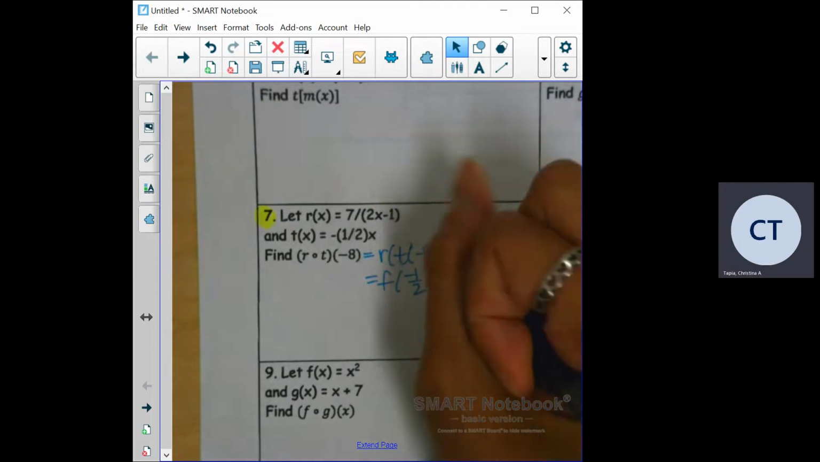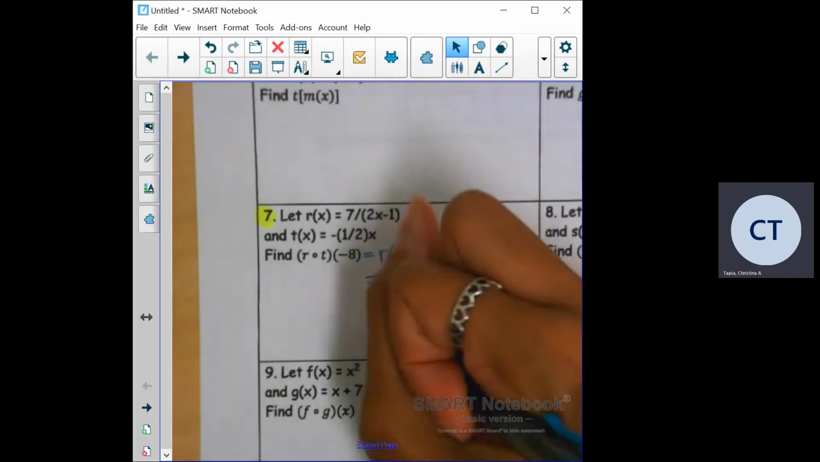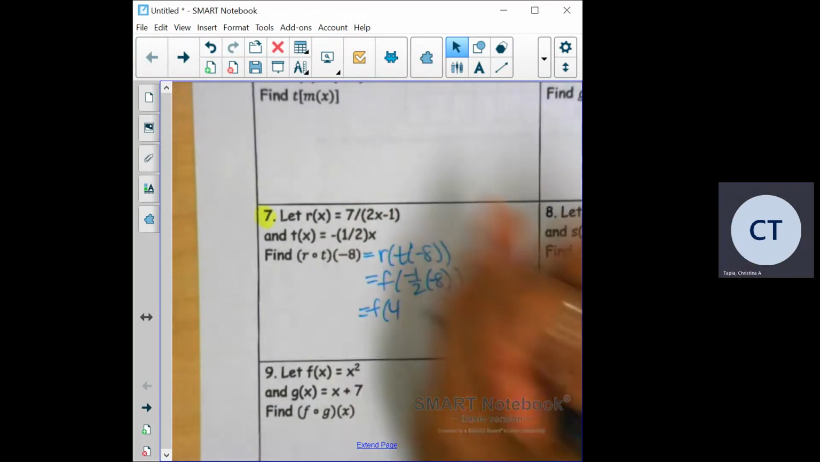So you're really just taking half of -8. What's half of -8? 4. What kind of 4? Positive 4.